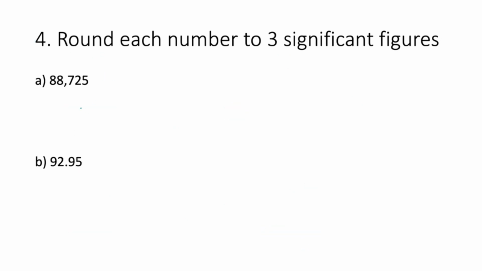Now round each number to 3 significant figures. It's the same thing as 2 significant figures, but instead we're doing 3. So in this situation we have 88,725. We are trying to round to 3 significant figures.